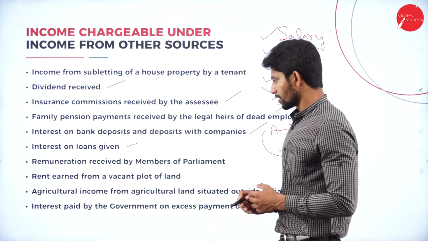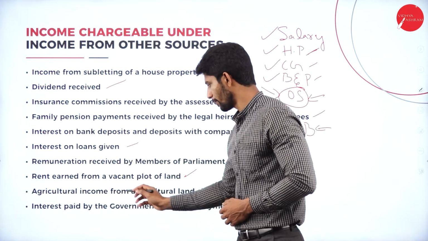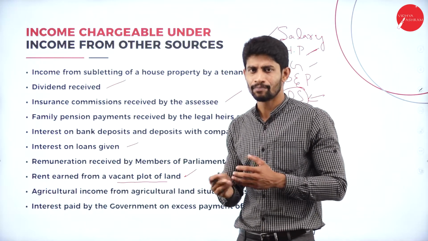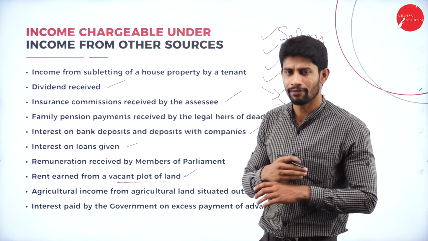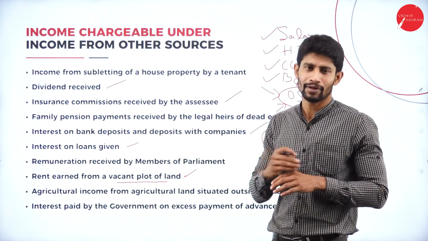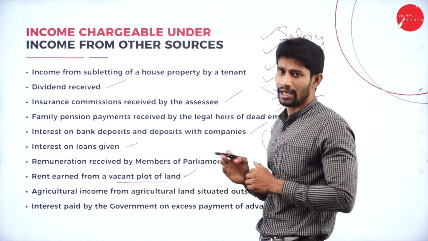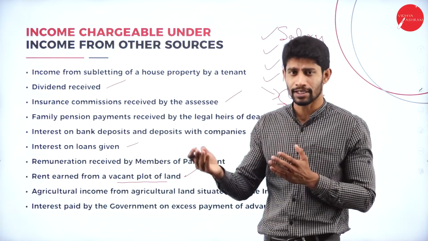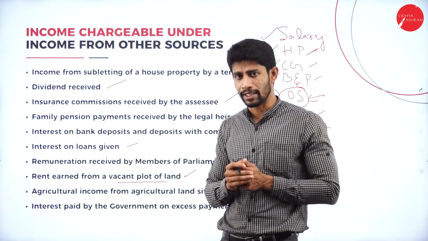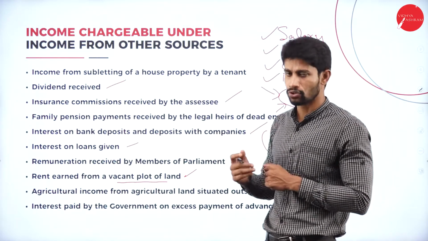Next, rent earned from a vacant plot of land. If any rent is received by letting out a plot of land, like not a building, just a land, if any land is let out, then that comes under income from other sources. If any building is let out, then it comes under income from house property. If any empty land is let out, then it comes under income from other sources.